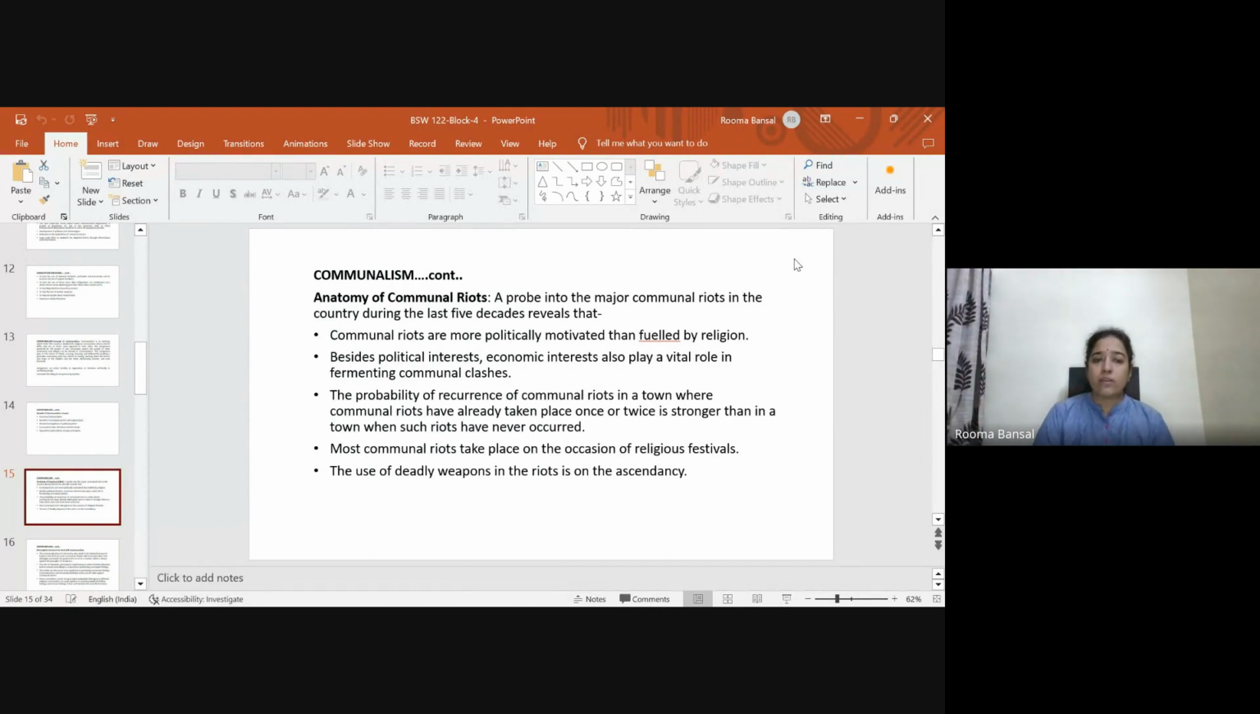Next point is most communal riots take place on the occasion of religious festivals. Why? At that time, the feeling of people is totally related to religion only. So on the occasion of religious festivals, generally there are chances of communal riots. The use of deadly weapons in the riots. It means deadly weapons. Here you can take the example of illegal weapons, which are not registered.